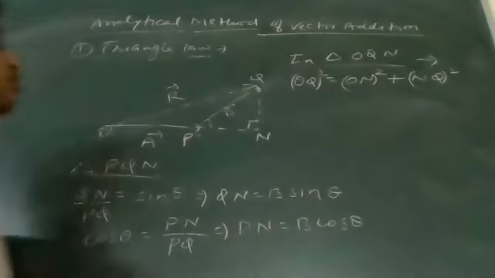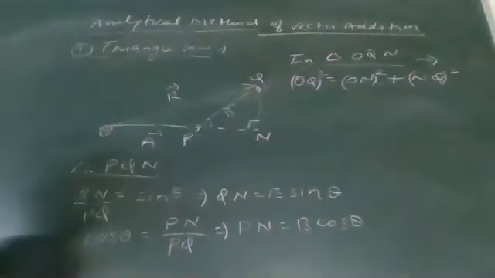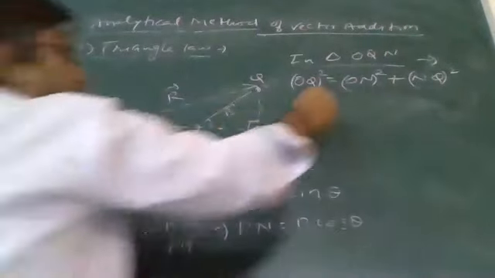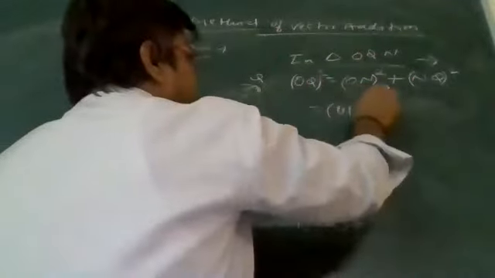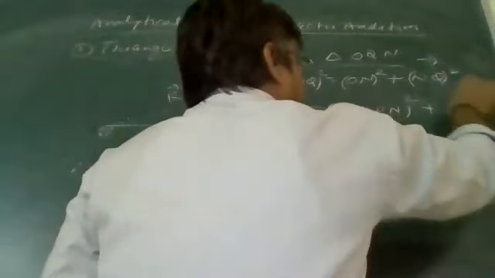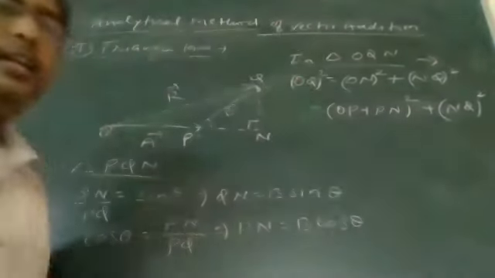OQ square is equal to ON square plus NQ square. What is ON square? ON is the combination of OP and PN. Then ON is OP plus PN, and plus NQ, that is, there is no change. It is NQ square, there is no change.